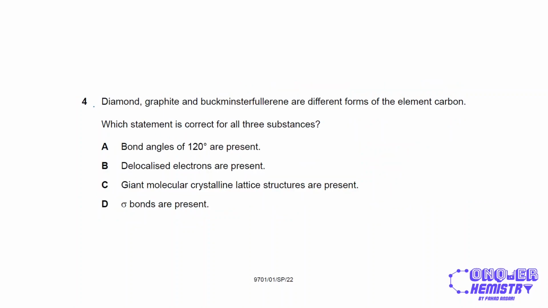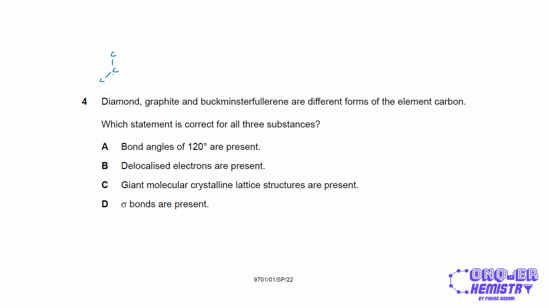So this is about the allotropes of carbon, which are diamond, graphite, and Buckminster fullerene, right? So which statement is correct for all 3 substances or all 3 allotropes of carbon? Bond angles of 120 are present. Okay, so this is not true for diamond because diamond has carbon atoms, each bonded to 4 others.